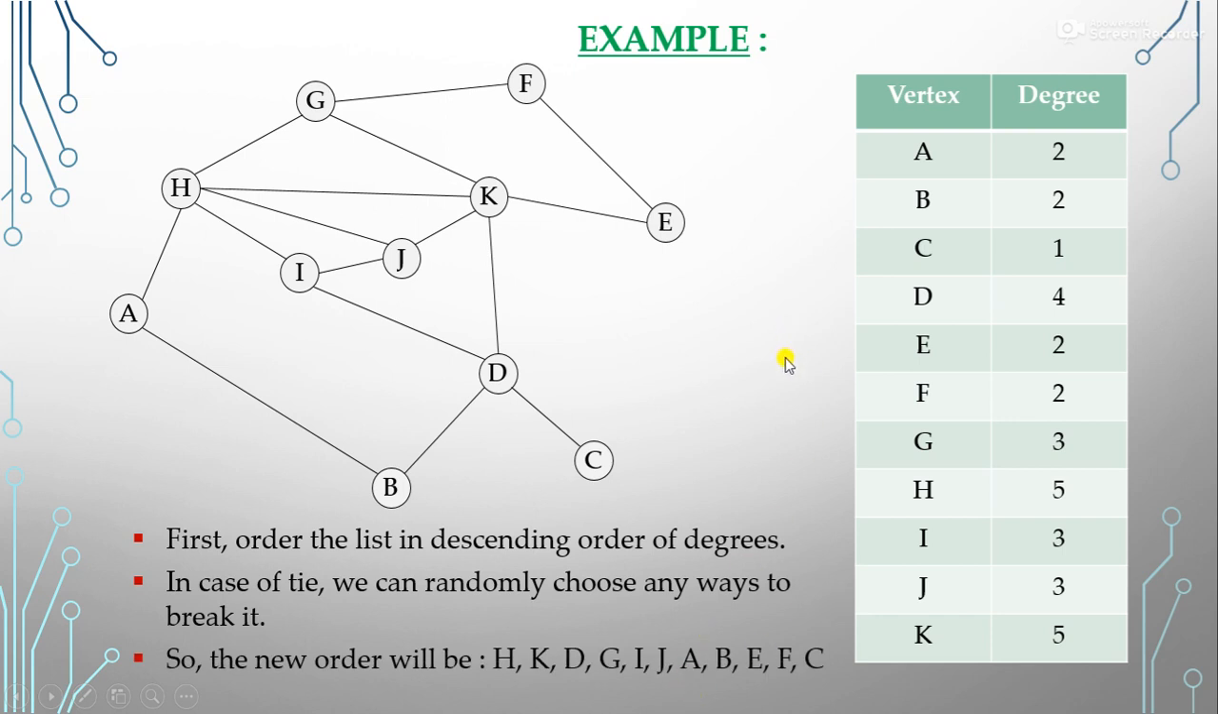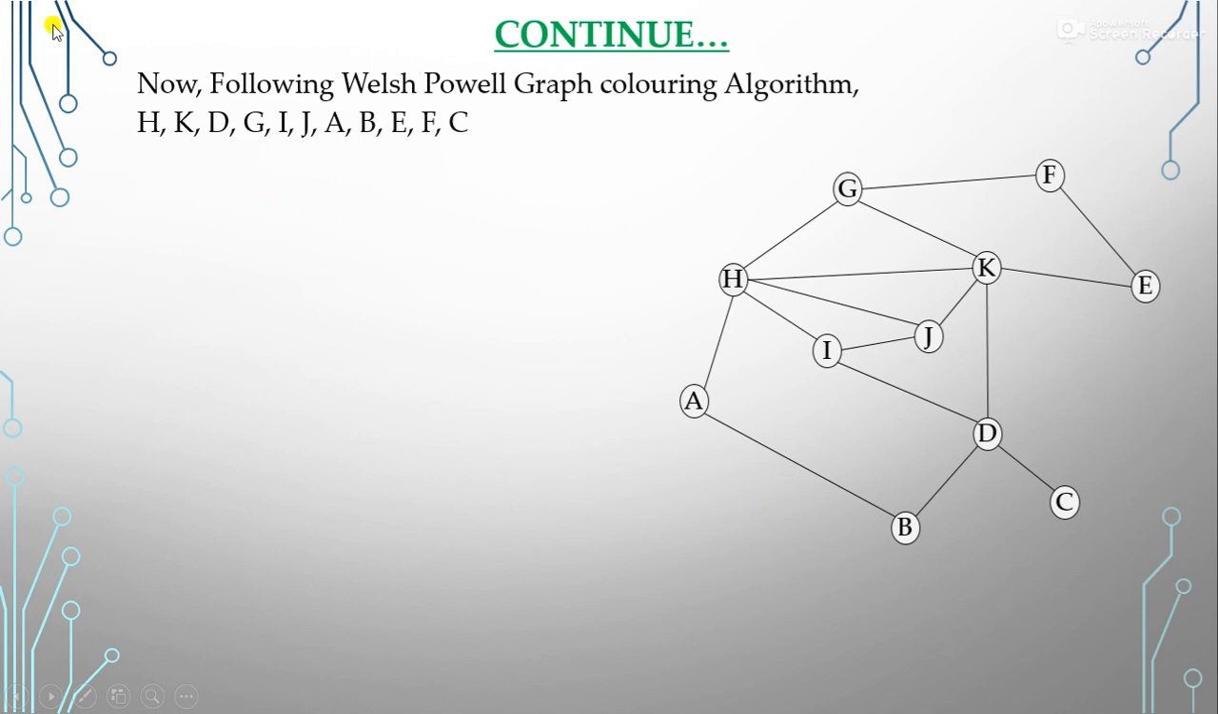So if we choose like that, what will be our order? Suppose we first take H and then K. So our descending order will be H, K, after that D with 4, after that G with 3, and with 3 we also have I and J, then with 2 degree A, B, E, F, and with 1 degree C. So our descending degree order is: H, K, D, G, I, J, A, B, E, F, C. Clear?